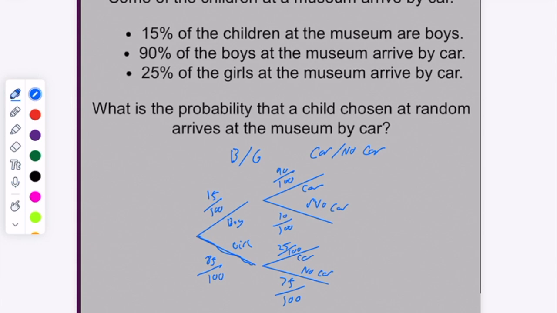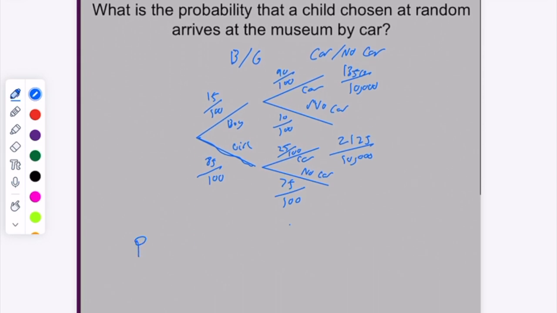So 15 over 100 times 90 over 100, that is going to give us 1350 over 10,000. If we do girl coming by car, 85 over 100 times 25 over 100, that is going to give us 2,125 over 10,000.